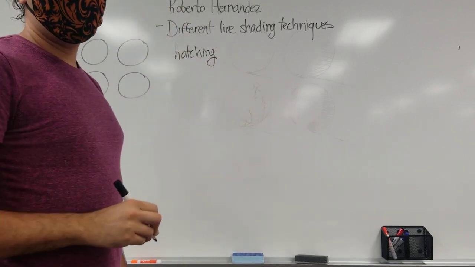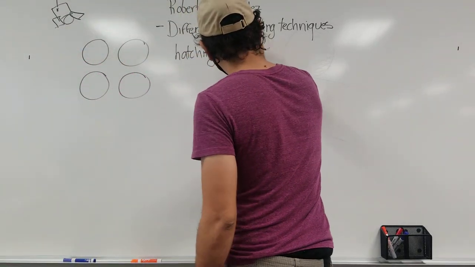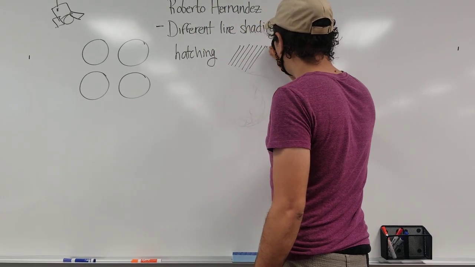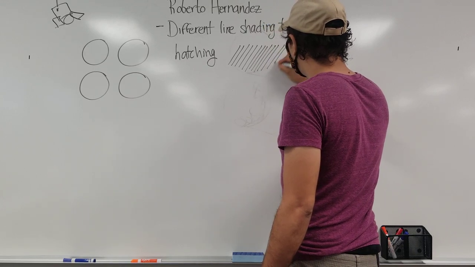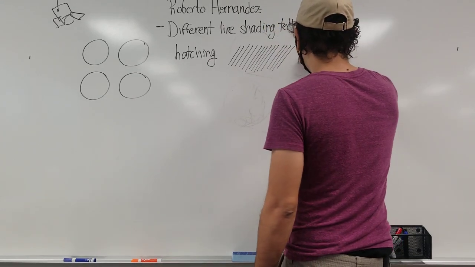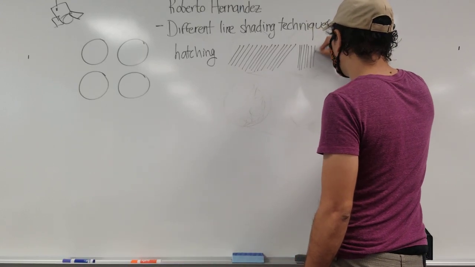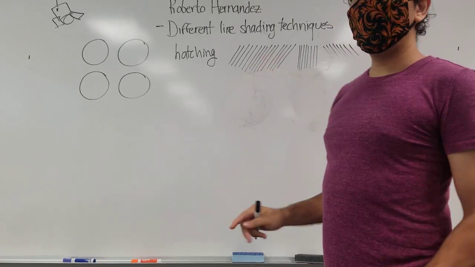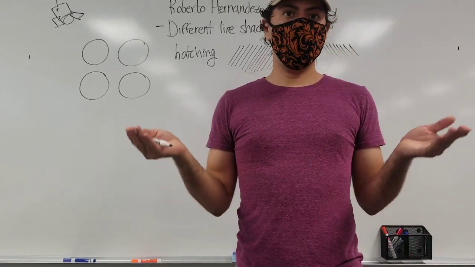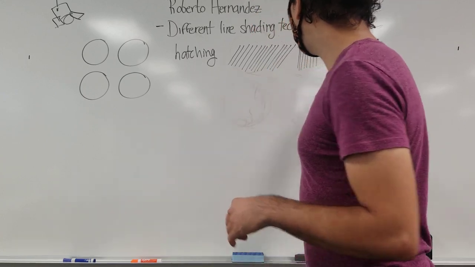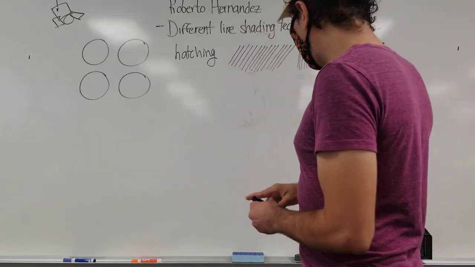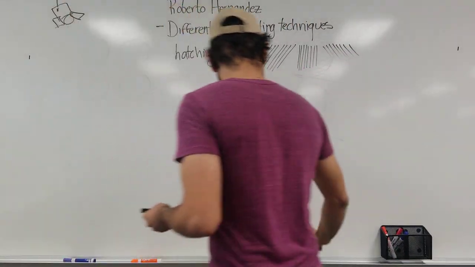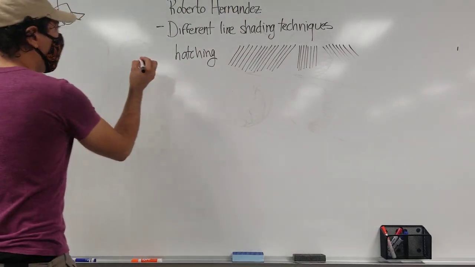Line hatching is basically doing different lines that happen in the same direction as this or this or this, but these lines must be parallel to each other in order for them to be hatching. And how can I employ this hatching style on one of these circles? And I am going to demonstrate that here.